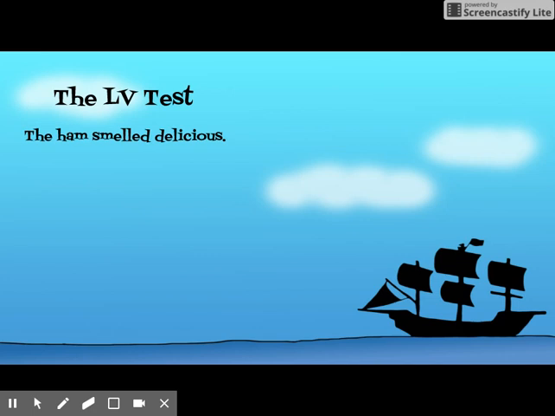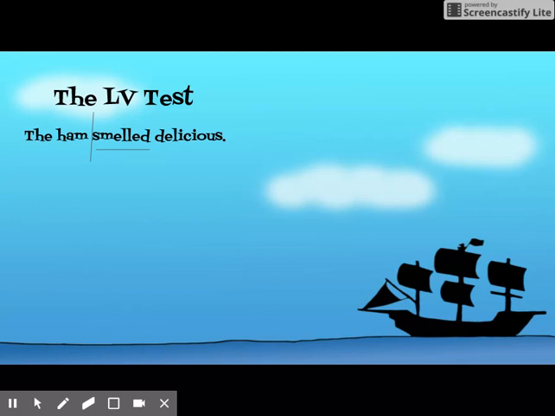So here's our first example. The ham smelled delicious. We're going to use our grammar pirate skills to help us A, find the verb, and B, figure out if it's a linking verb or not. So let's try out the test here. We find our steps 1 and 2. And what's step 1? I heard you. Underline the verb. What's step 2? That's right. Draw the mast, which separates the subject and the predicate.